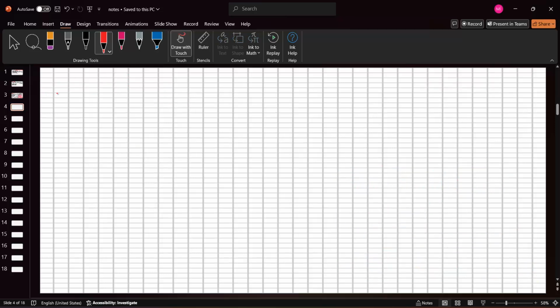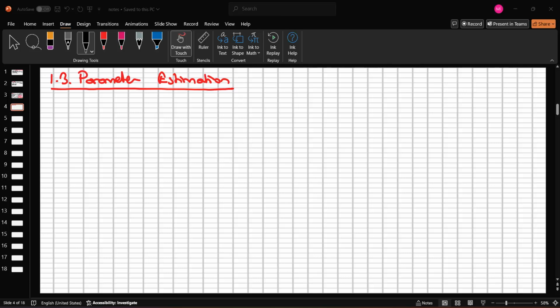Okay, so how can we accomplish the parameter estimation here? Firstly, we need to assume that w(k) is our measured data.